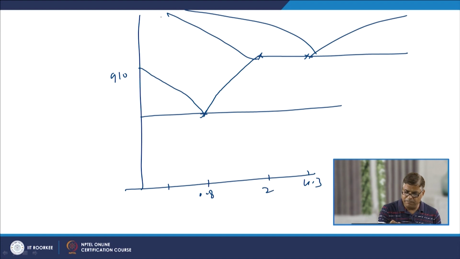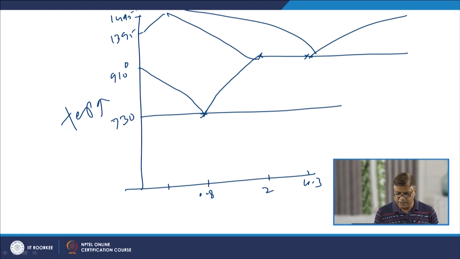In the y axis we have the temperature: this is 730 degrees centigrade, 910 degrees centigrade, here 1395, 1495, those temperatures. So, if we see, initially we have ferrite plus pearlite, where ferrite has the BCC crystal structure. This is the two phase zone where we have gamma plus ferrite and then gamma.